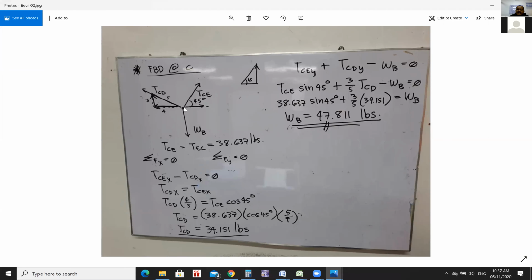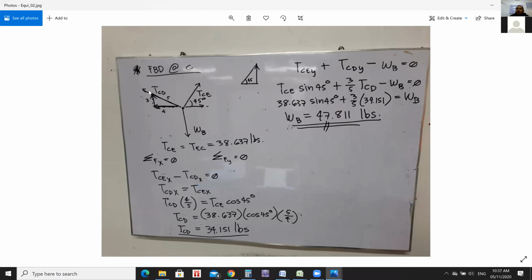Ang TCEX, kung saan man na siya? Di ba, mo ng TCEX? This is adjacent to the 45 degrees angle so that we can make use of the trigonometric function cosine. So TCE, cosine of 45 degrees. I-manipulate, i-balihin, nahimong 5/4 siya. So that we come up with TCD is equals to 34.151 pounds. Mao din iyang tension dire.